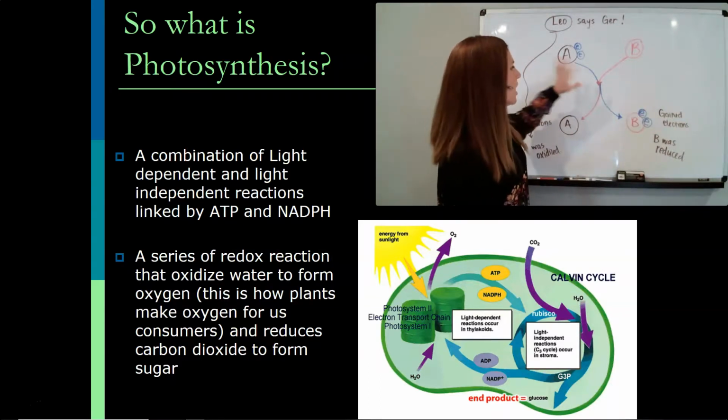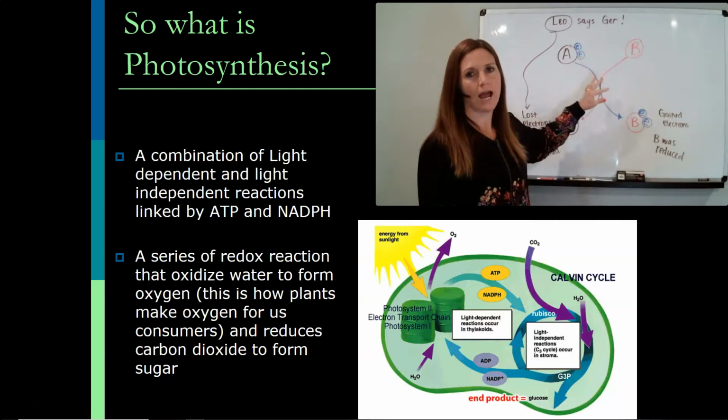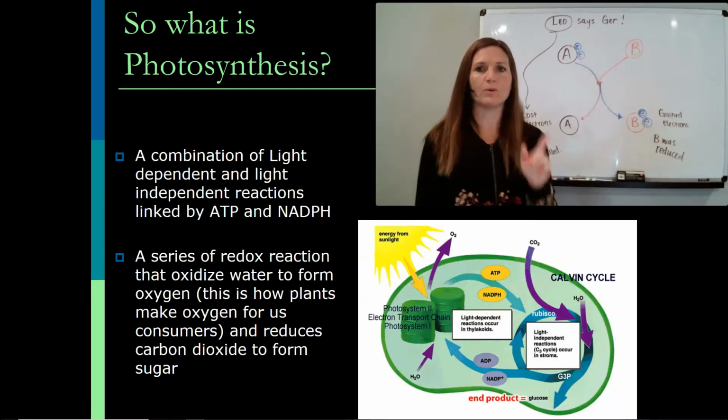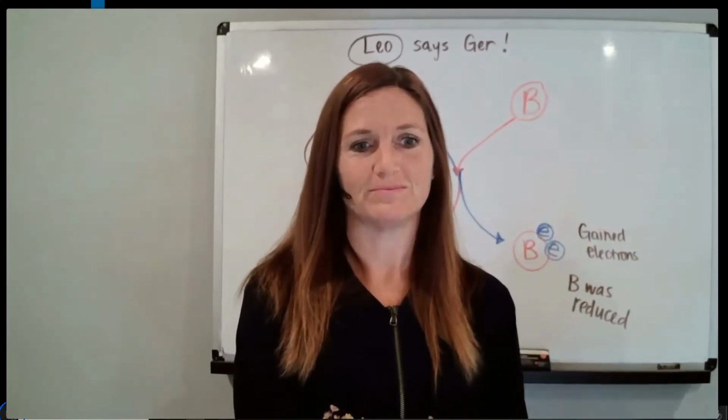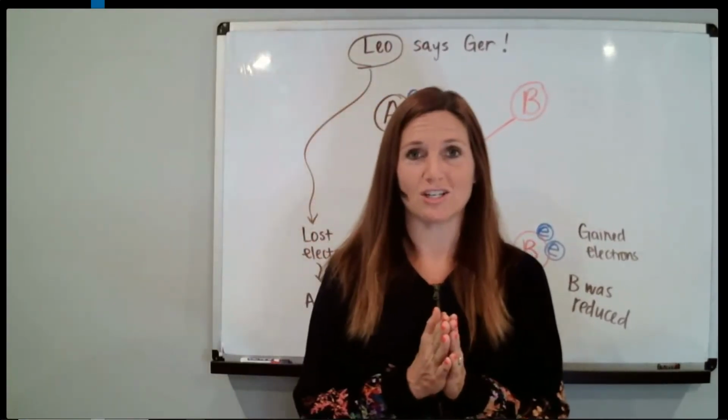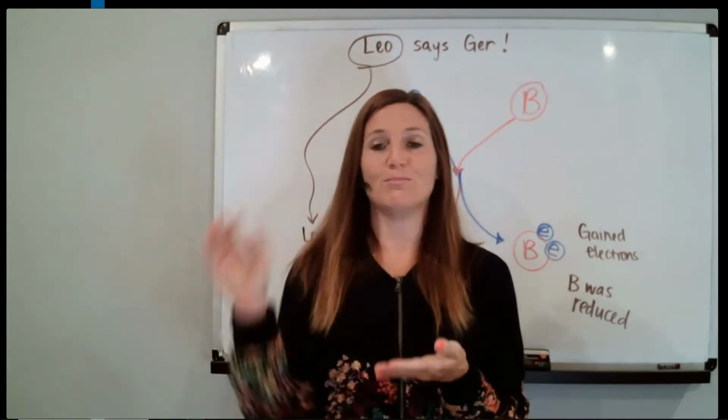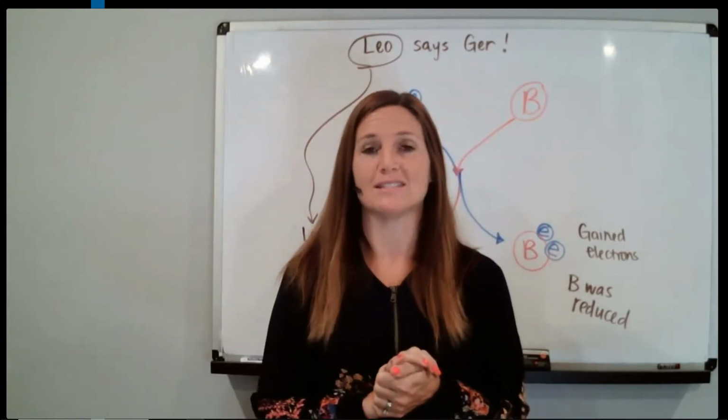So we're really just talking about these redox reactions, and we're going to be looking at redox reactions over and over for the next 2 chapters. Now that we have a handle on redox reactions, it's going to be time to move on to understand how does light work.